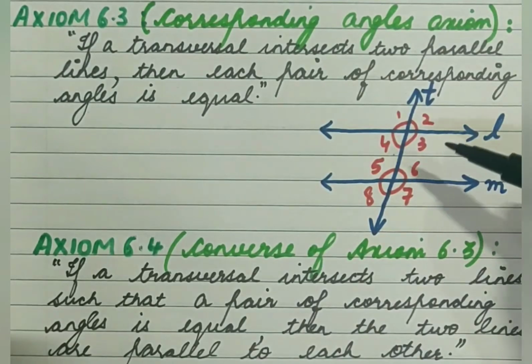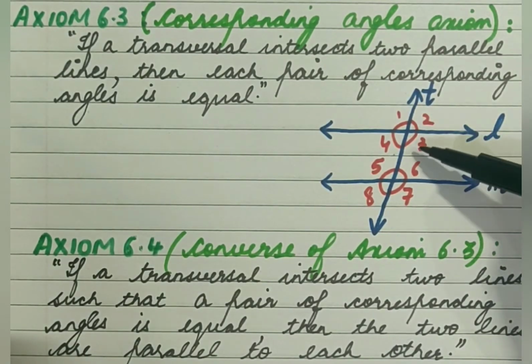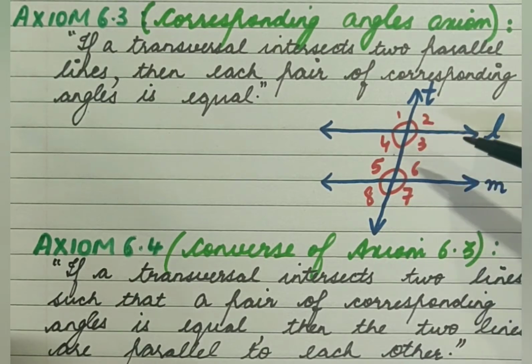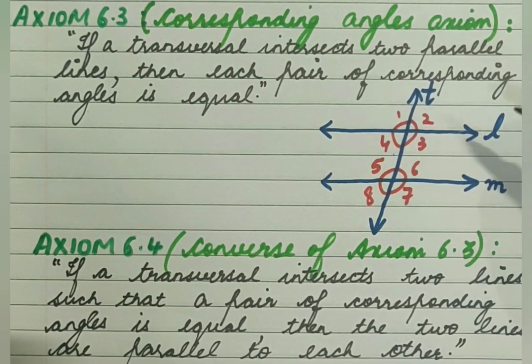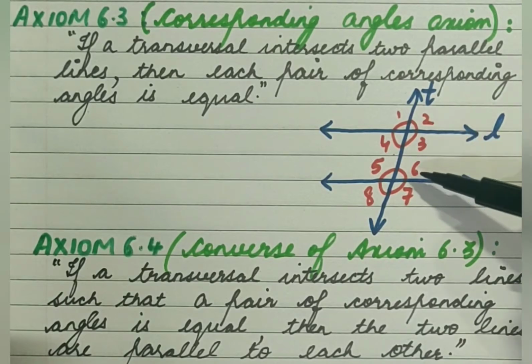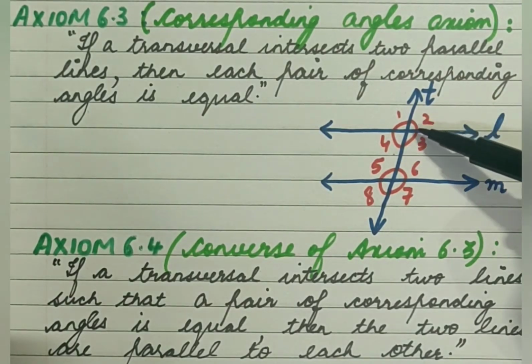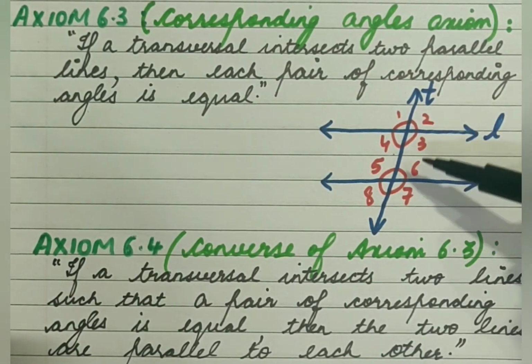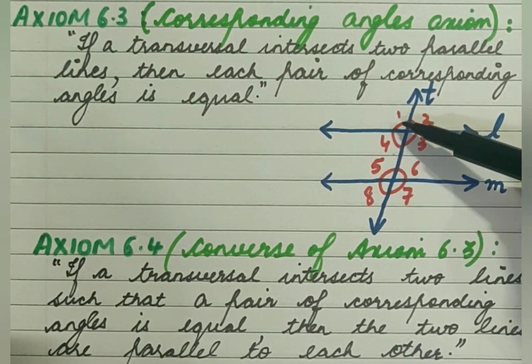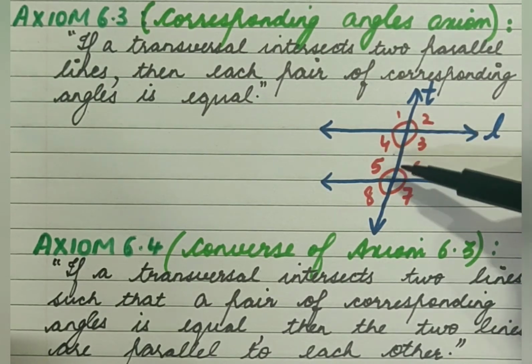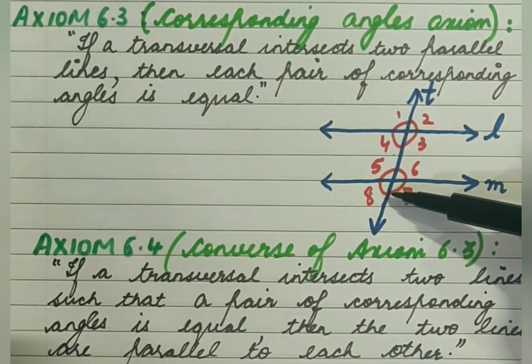We know which are the corresponding angles here: 2 and 6, 3 and 7, 8 and 4, 1 and 5. These are the four pairs of corresponding angles. This axiom says that if L is parallel to M, then what will happen? Then each pair of corresponding angles would be equal. That means angle 2 will be equal to angle 6, 3 will be equal to 7, 1 will be equal to 5 and 4 will be equal to 8.